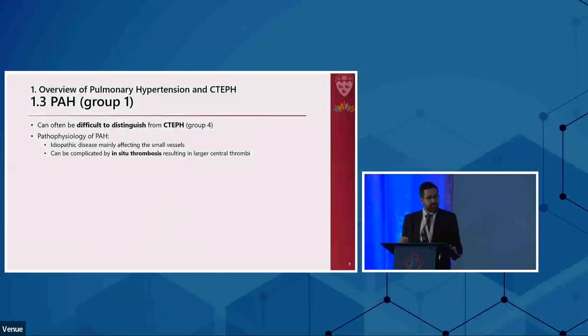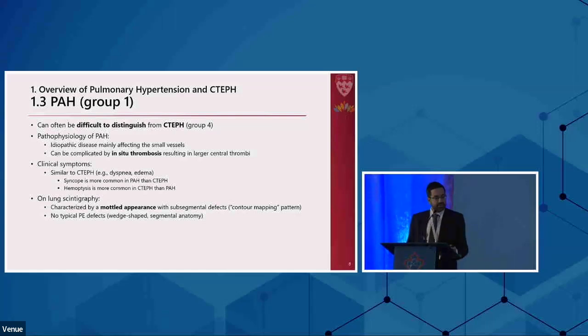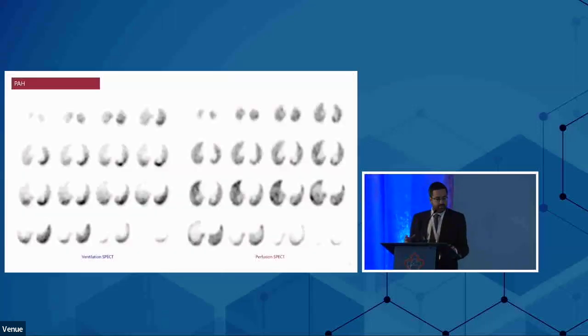So what's important to know is that pulmonary hypertension can sometimes cause abnormalities on the scan that are not related to CTEPH. And not only that, but patients with pulmonary hypertension can develop in situ thrombosis of their pulmonary arteries as a complication of their high pressures, but they're not CTEPH as well. So on lung scintigraphy, the difference is, as he showed, it's more a mottled appearance and distal disease rather than segmental and subsegmental defects. So here's an example of more heterogeneous activity, mottled appearance on a SPECT scan.